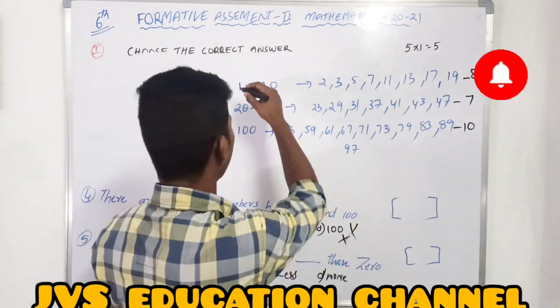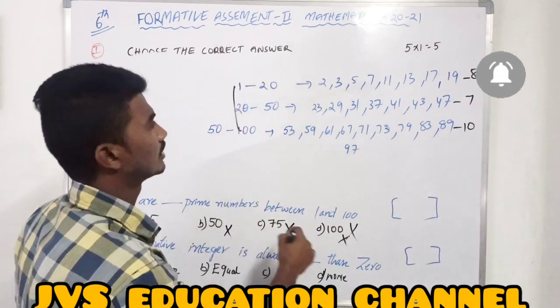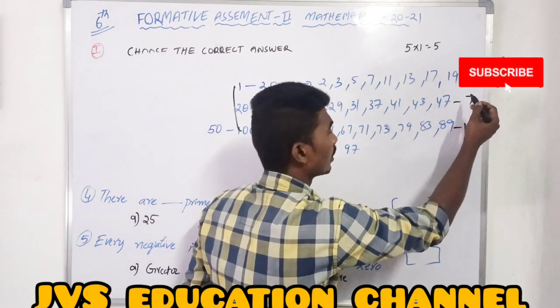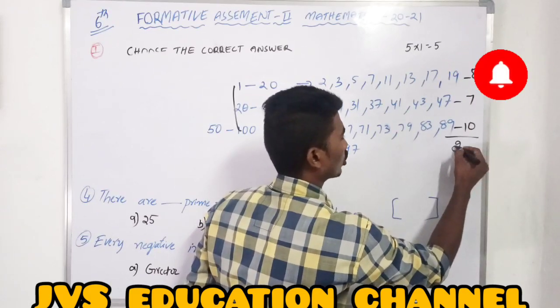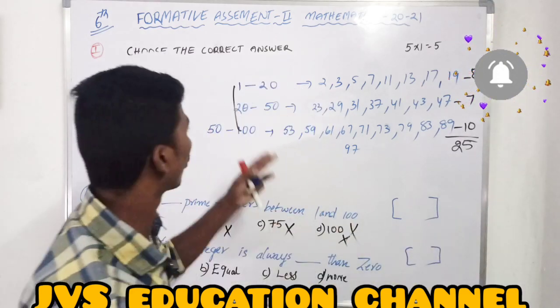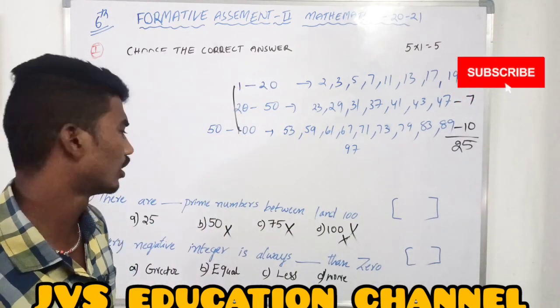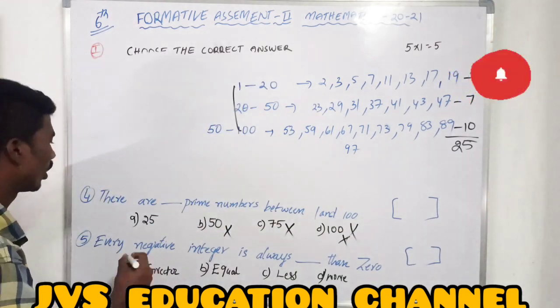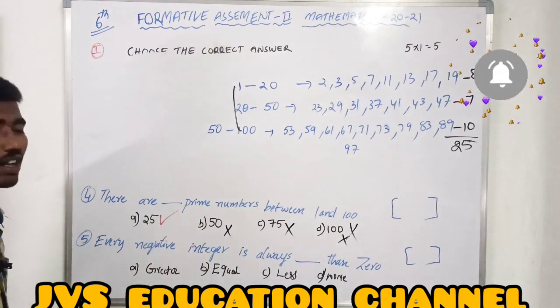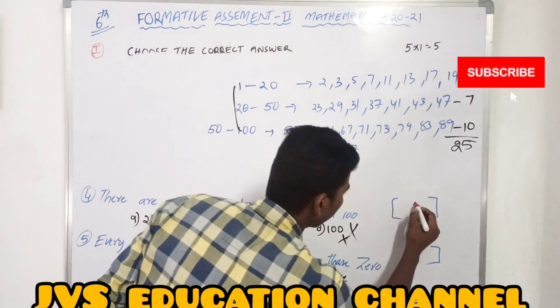Total how many between 1 and 100? Listen, 8 plus 7 plus 10. There are a total of 25 prime numbers between 1 and 100. What is the answer? The answer is 25. The option is A.